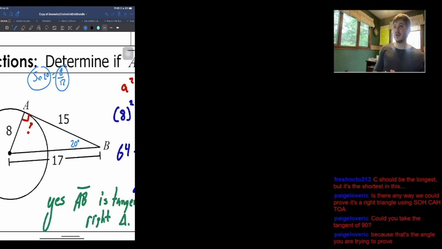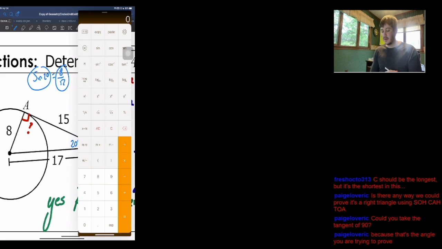Could you take the tangent of 90? Whenever we're doing SOHCAHTOA, we should never start with the 90-degree angle. Especially tangent, because I'm pretty sure the tangent of 90 is undefined. I'm pretty sure if you plug in tangent 90 in the calculator, you're going to get undefined. 90, tan, yeah, my calculator says overflow. That just means it's undefined. Don't take the sine of 90, cosine of 90, or tangent of 90.